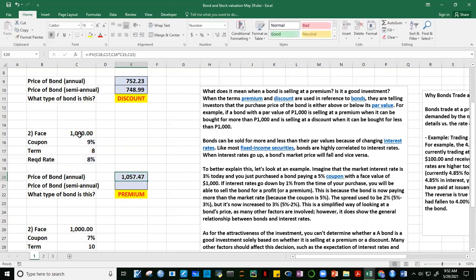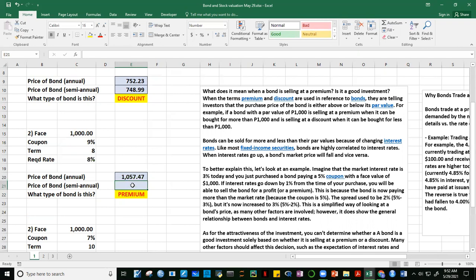Control Enter. Okay. So this is the amount that the issuer will be requiring from you. No? 1,057. Mas mataas siya kaysa dun sa ibabayad sa iyo at the end of the 8 years. 1,057. Okay?